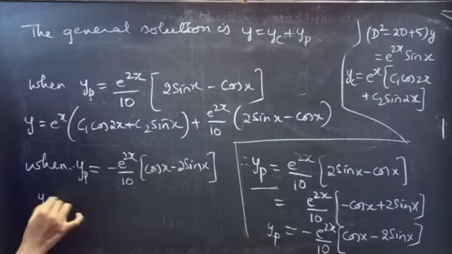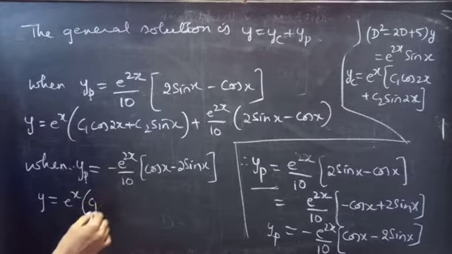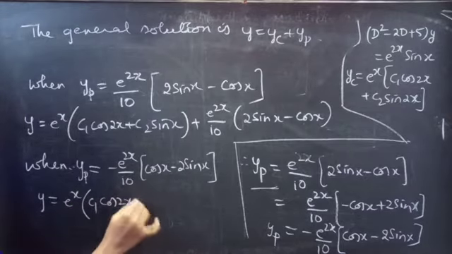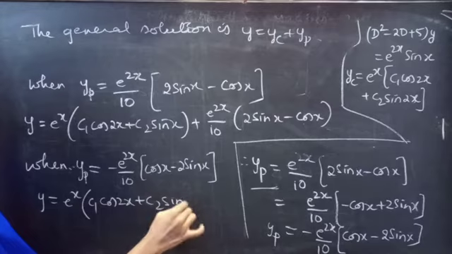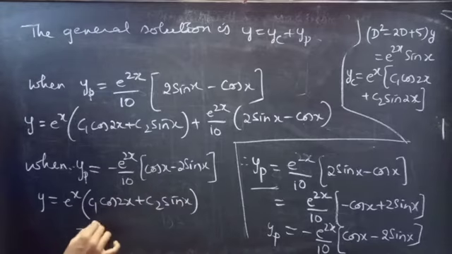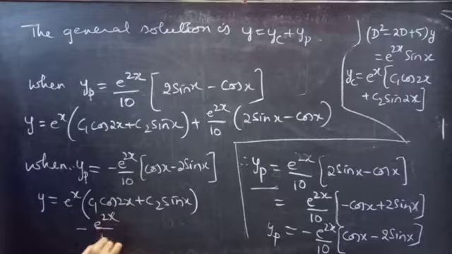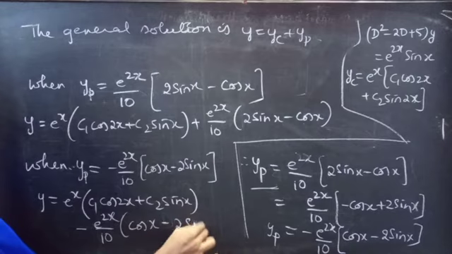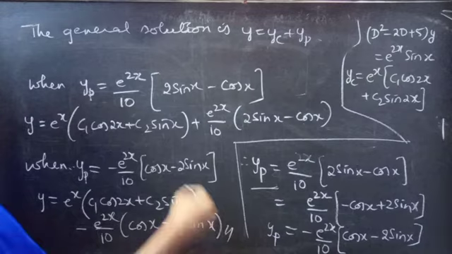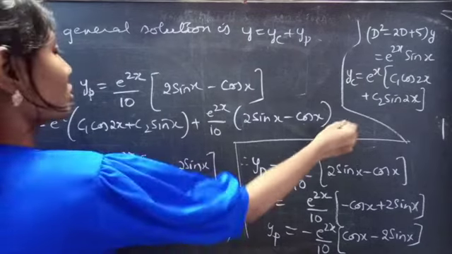Or y equals y_c, e^x into (c1 cos 2x plus c2 sin 2x), and y_p, minus e^(2x)/10 into (cos x minus 2 sin x), right? You may get any of these two solutions.